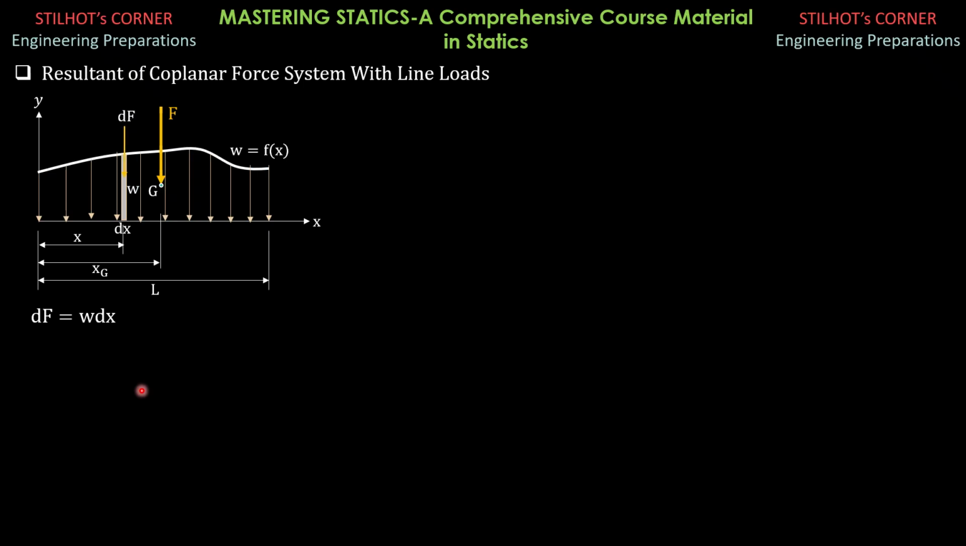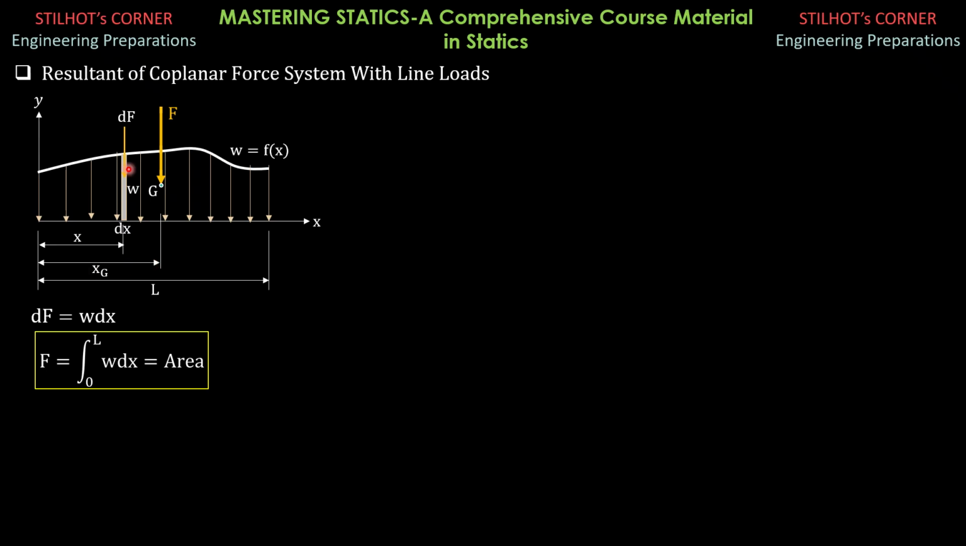So F is equal to the integral from 0 to L of W dx, and I hope that you can interpret that as simply the area under this line load diagram. Then similarly, we apply Varignon's theorem here in locating the point where this F acts, and let's derive xg.